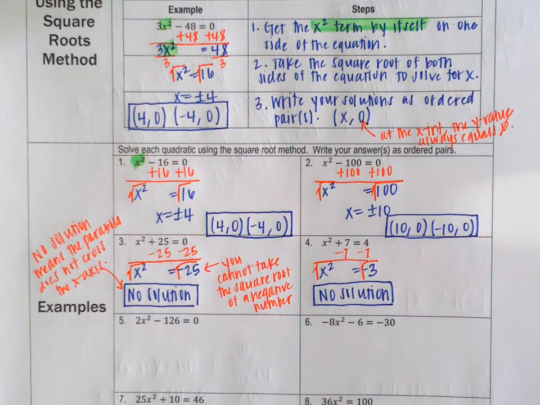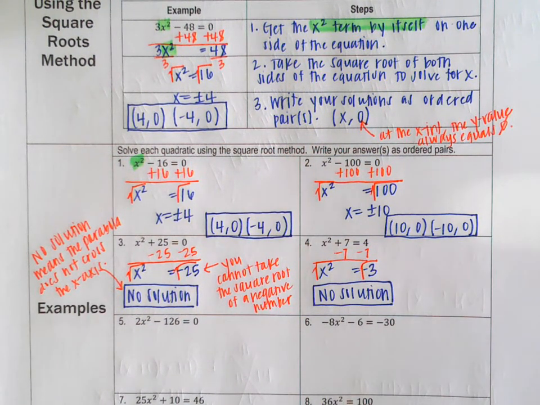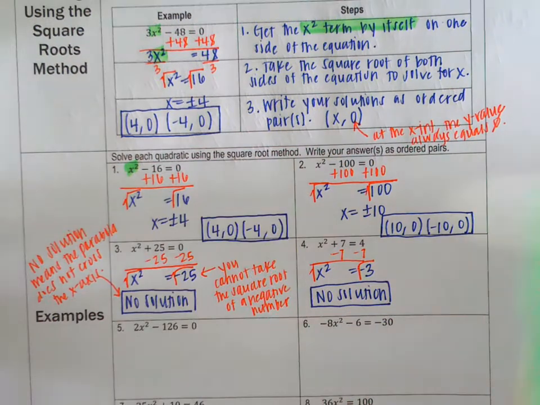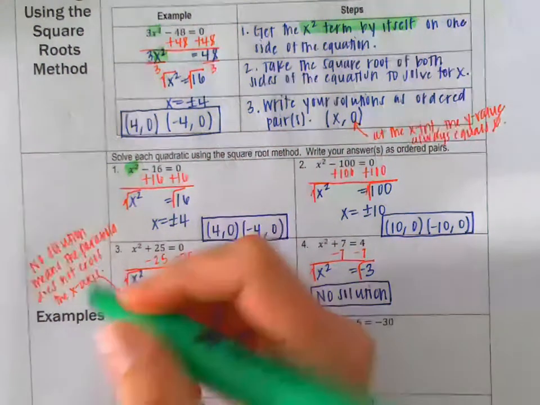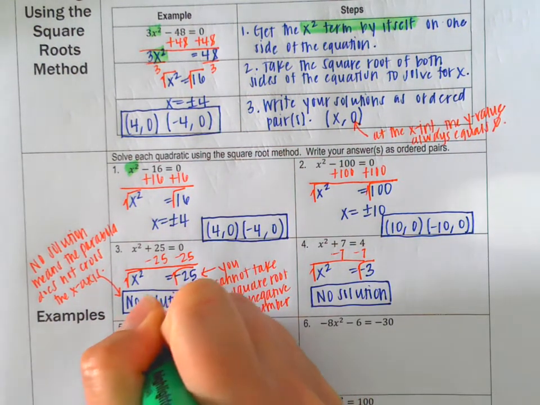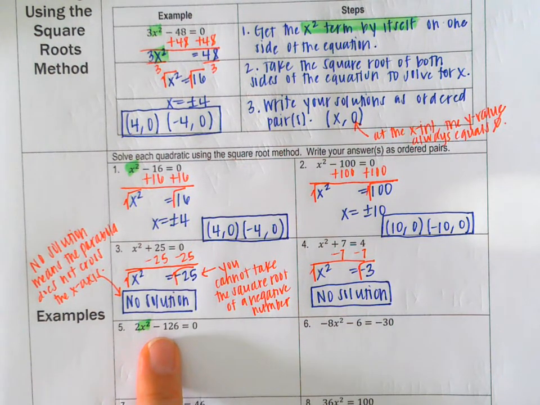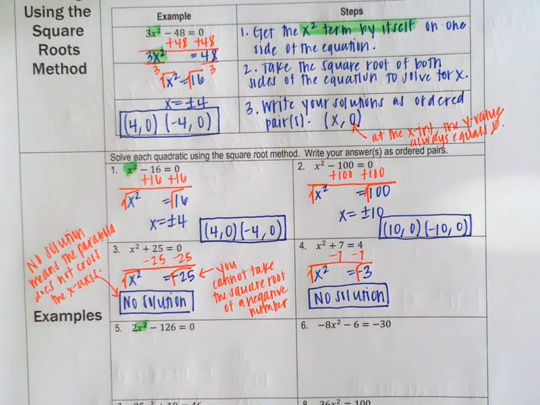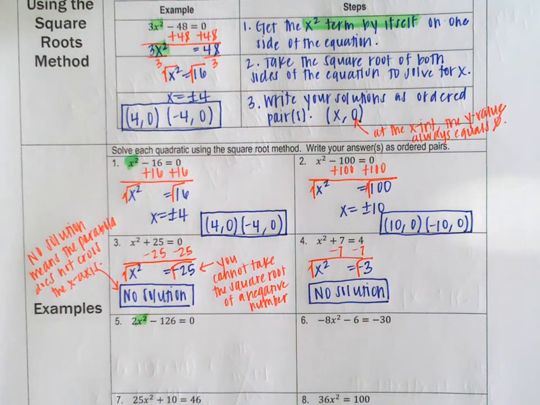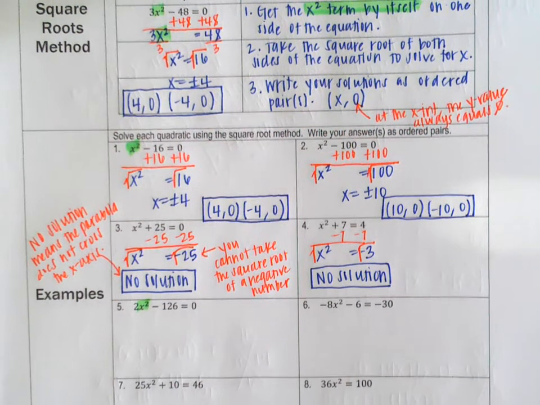Okay, so let's try number 5. Number 5, again, first step, always our first thought, is to get the x squared by itself. Again, there's no bx term. There's no x term in the middle there, so we don't have to worry about that. If we had that, we wouldn't be able to use the square roots method.